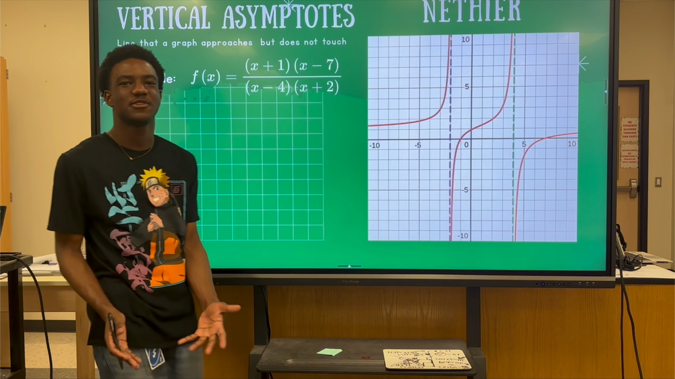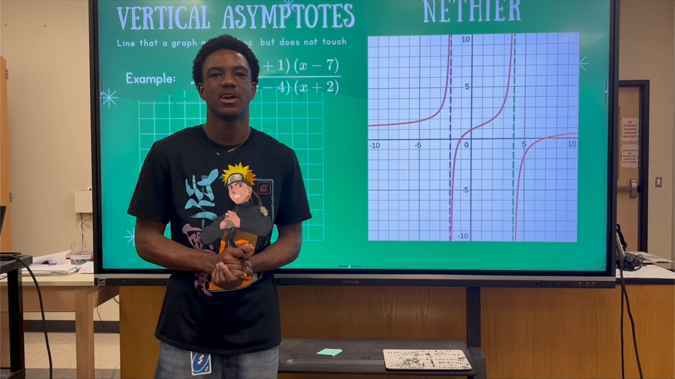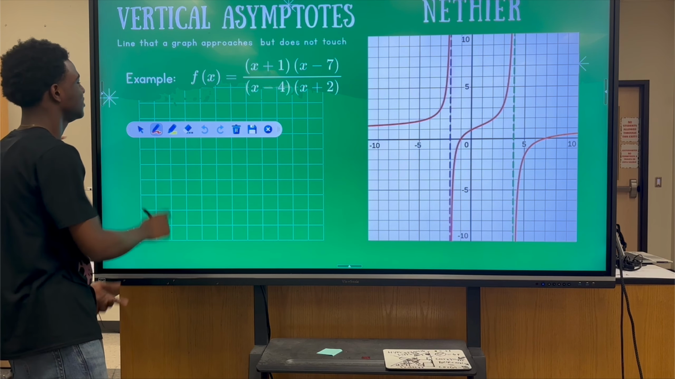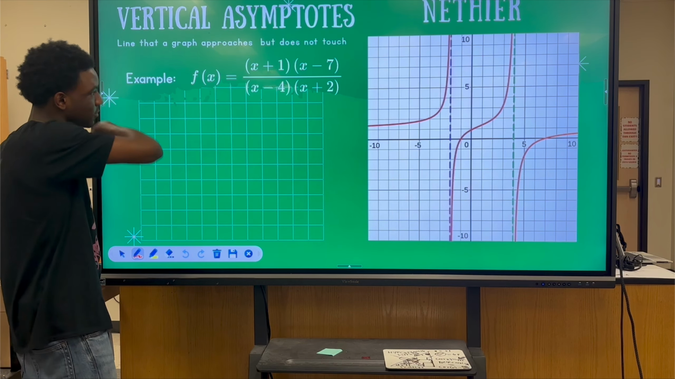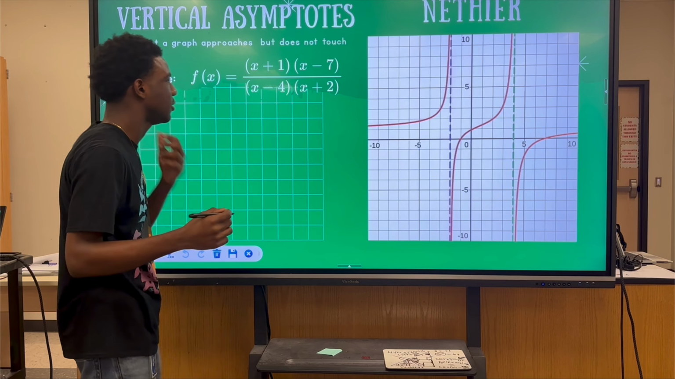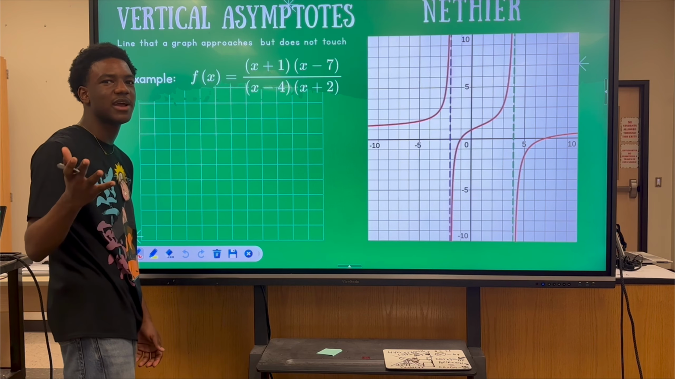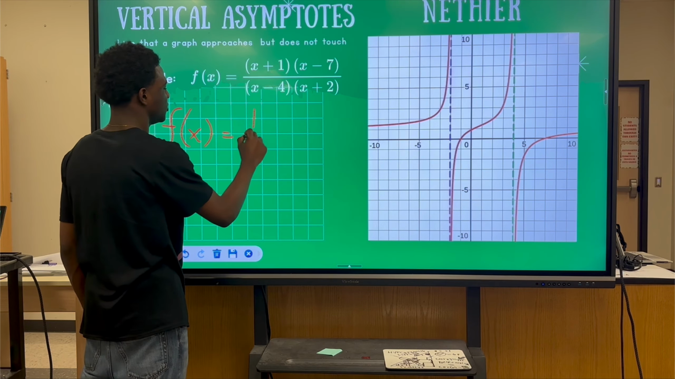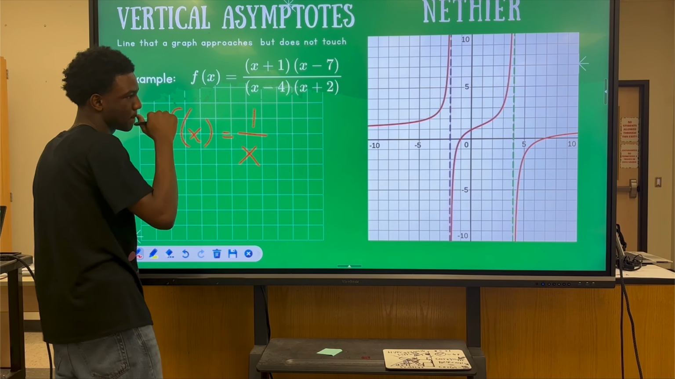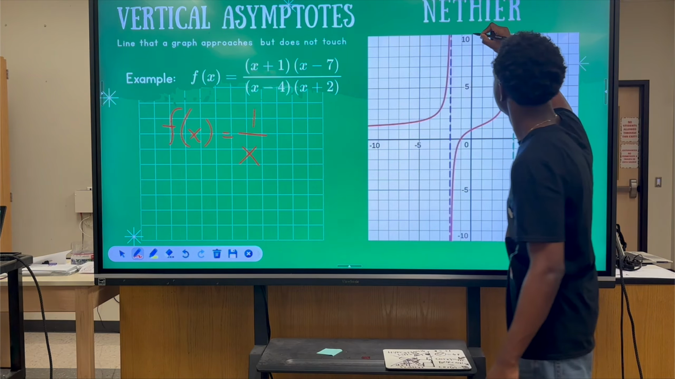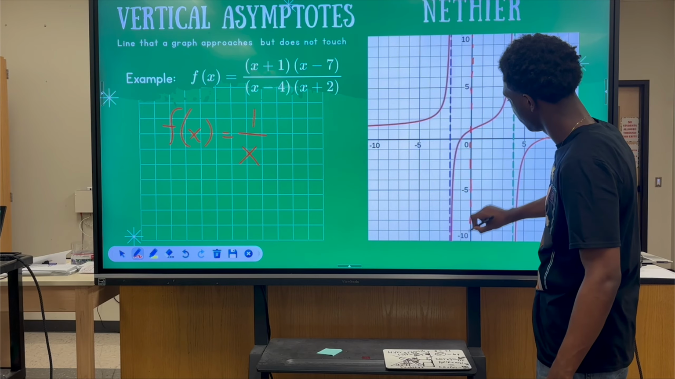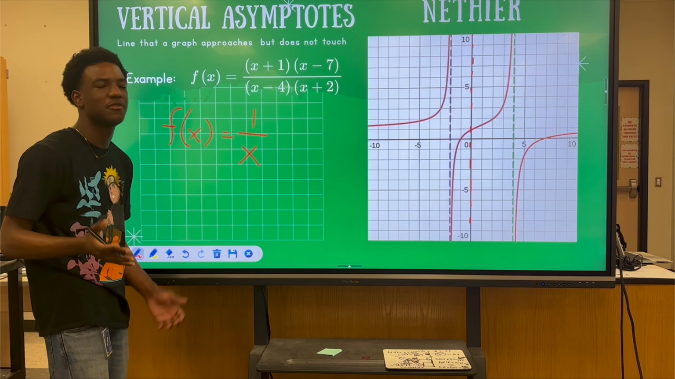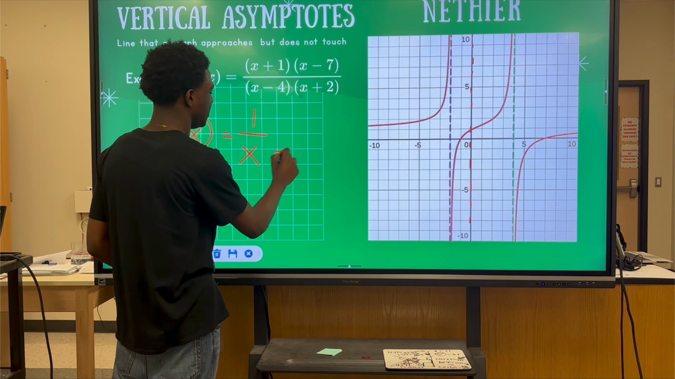Up next, we got vertical asymptotes. So what are vertical asymptotes? They're lines that a graph approaches but never touches. So for vertical asymptote, the parent function of a rational function is represented by f of x equals 1 over x. Basically, that's the line this. To find the vertical asymptote of a rational function, set the denominator equal to 0.